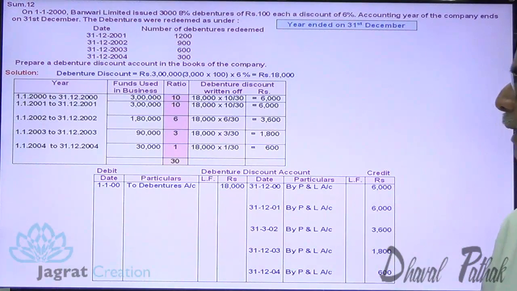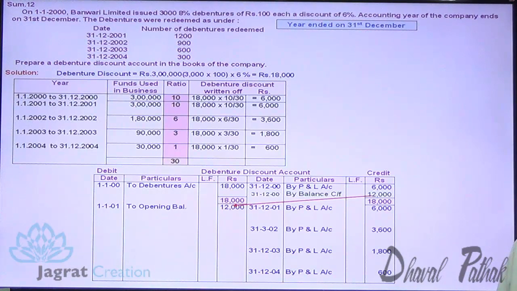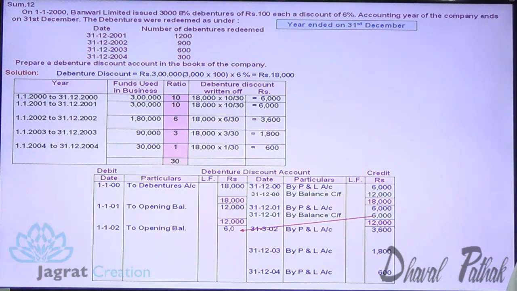Now let me strike the balance. 18,000 minus 6,000, closing balance carried forward 12,000. That becomes the opening balance in the next year. From 12,000 I deduct once again 6,000. Balance carried forward is 6,000. That becomes the opening balance for the next year. From 6,000 deduct 3,600 written off in the current year. So 2,400 is the closing balance.